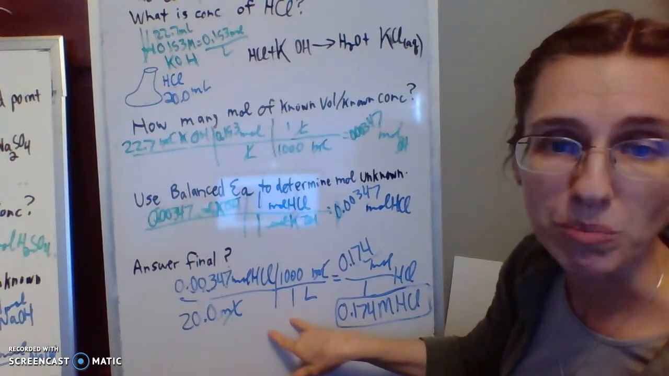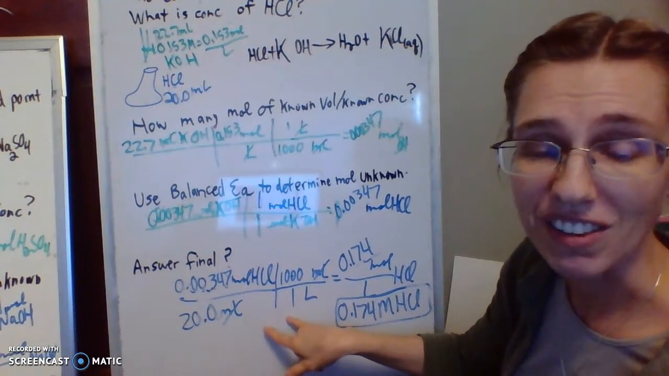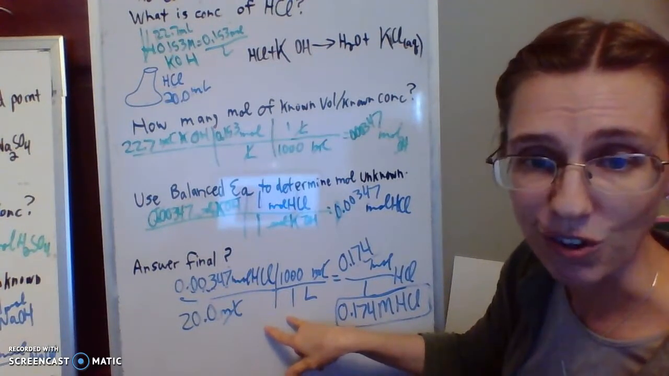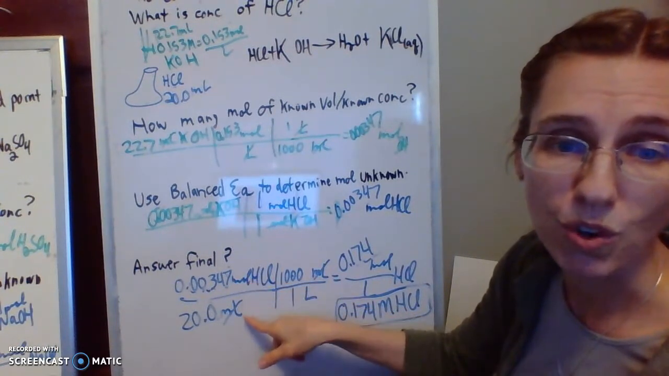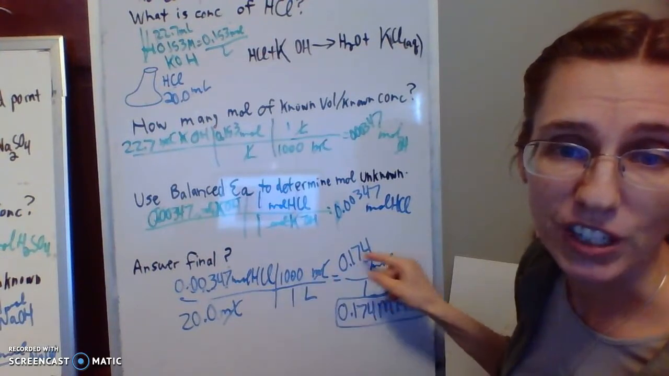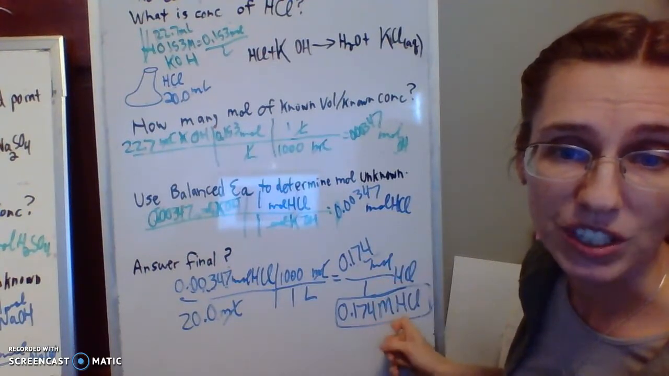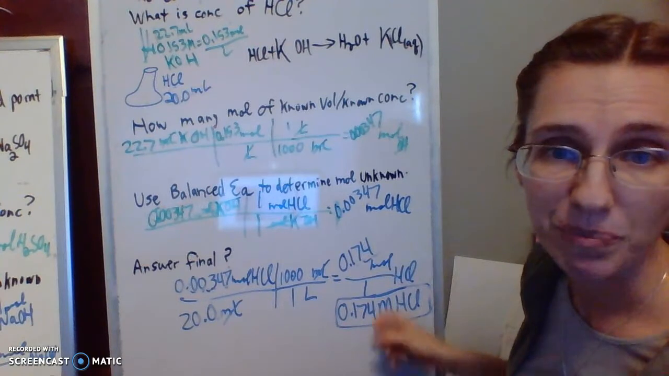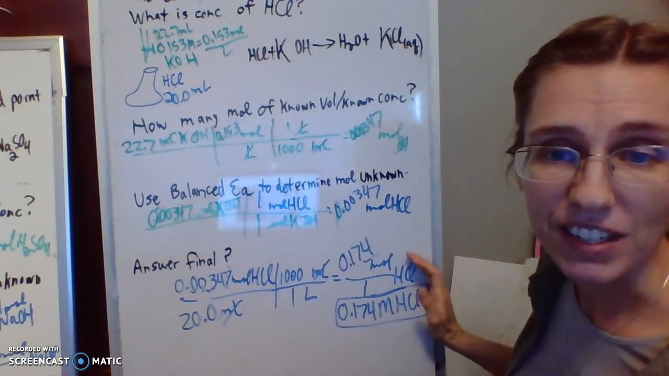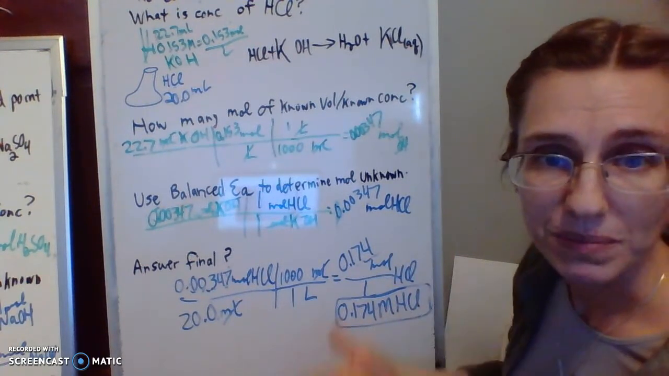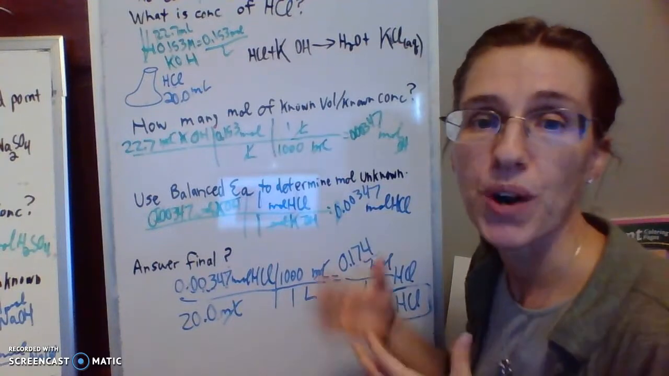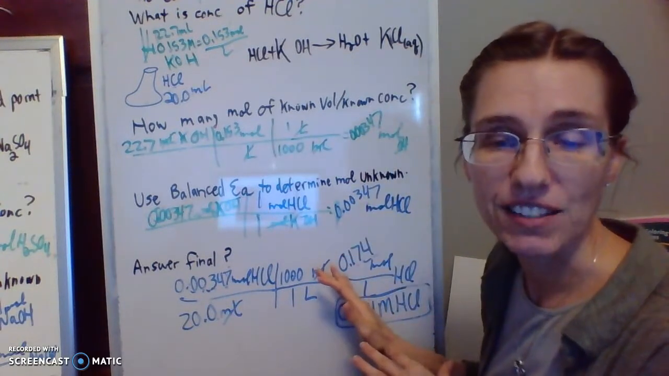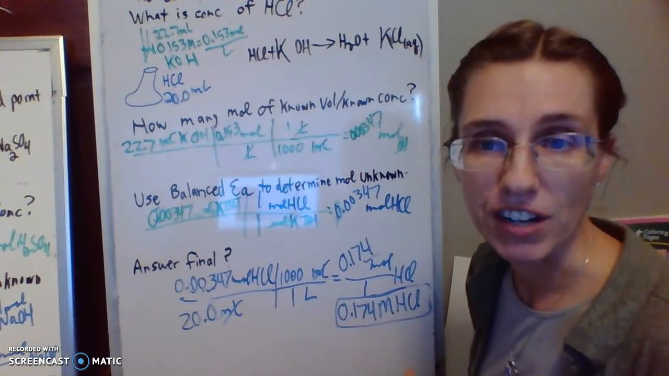Oftentimes the final question will be asking you for the concentration of the thing that you didn't know the concentration for. So then you just put your moles over your volume and make sure it comes out to moles per liter so that you can get your correct concentration units. 3 steps to every titration problem. So do practice using that as a framework to work out these titration problems.